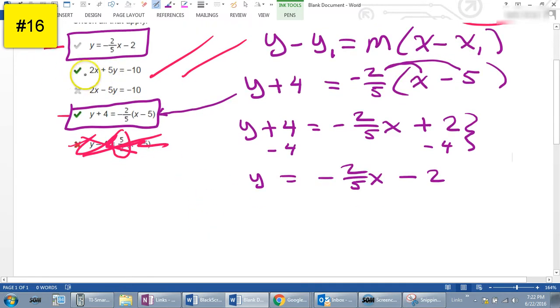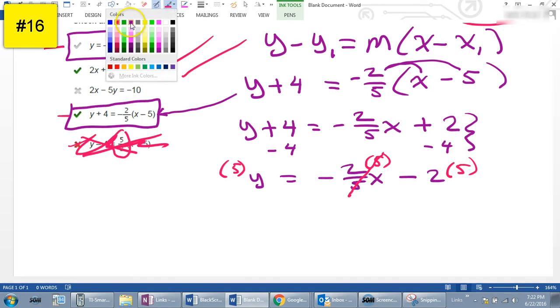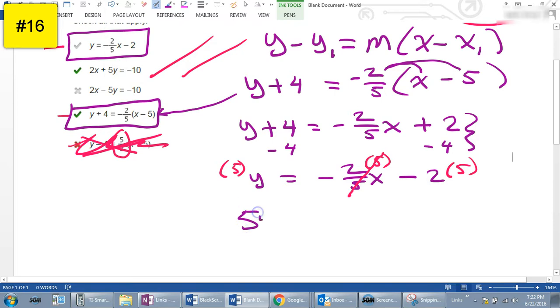Well, notice these last two don't have any fractions in it. If you want to get rid of a fraction, what you need to do is multiply by the denominator. I see 5 in the denominator. So what I'm going to do is multiply everything by 5. That will have the benefit of canceling out the 5 in the denominator. So now I have 5y is equal to negative 2x minus 10.